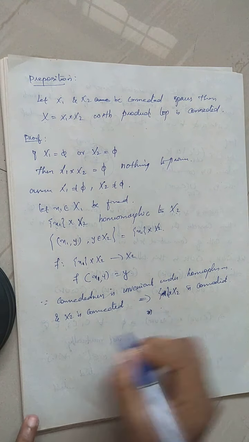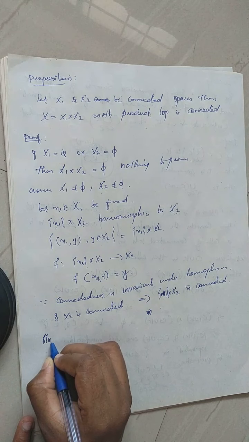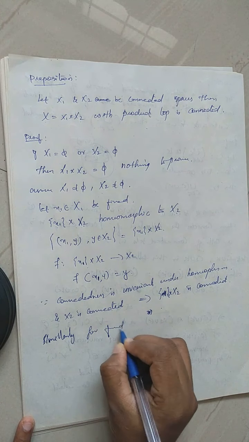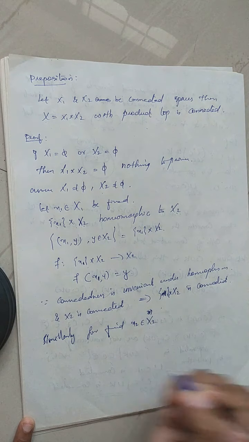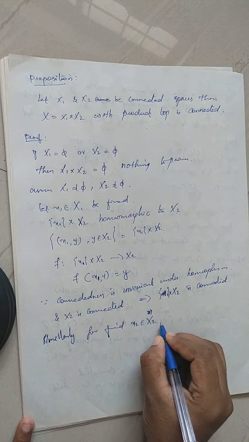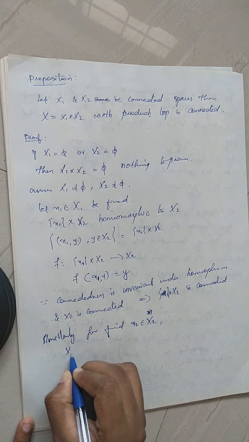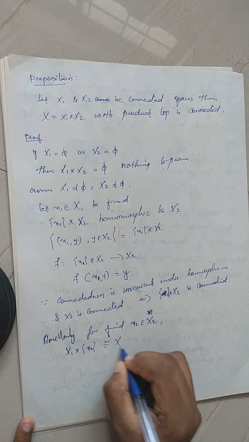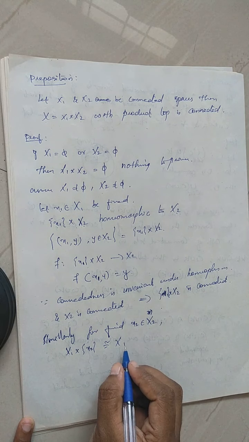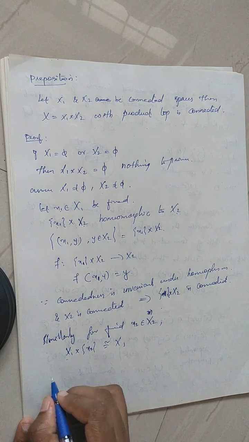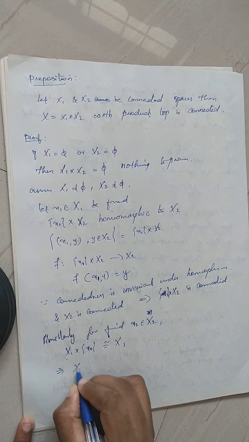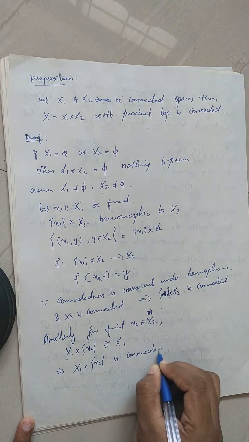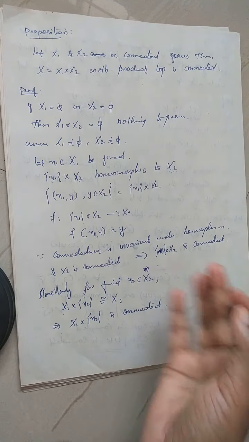Similarly, I can prove that for a fixed x2 belonging to X2, X1 cross singleton {x2} will be homeomorphic to X1. Since X1 is connected, this set is also connected, which implies X1 cross {x2} is connected, in a similar way.